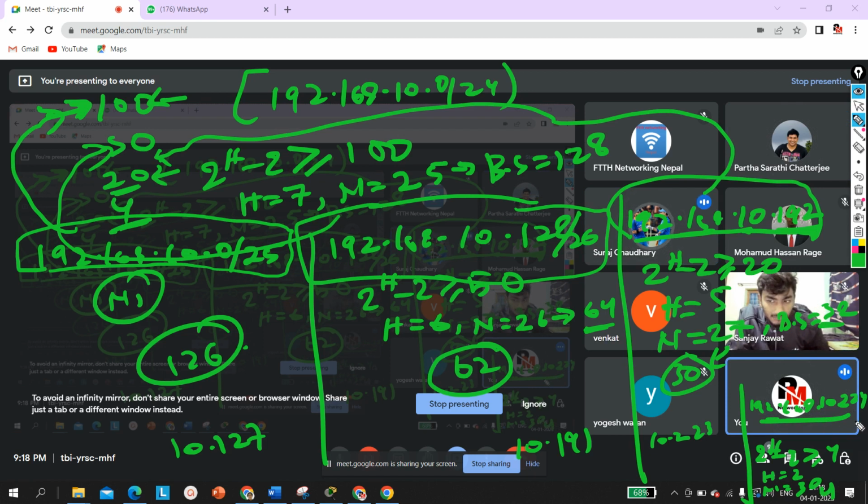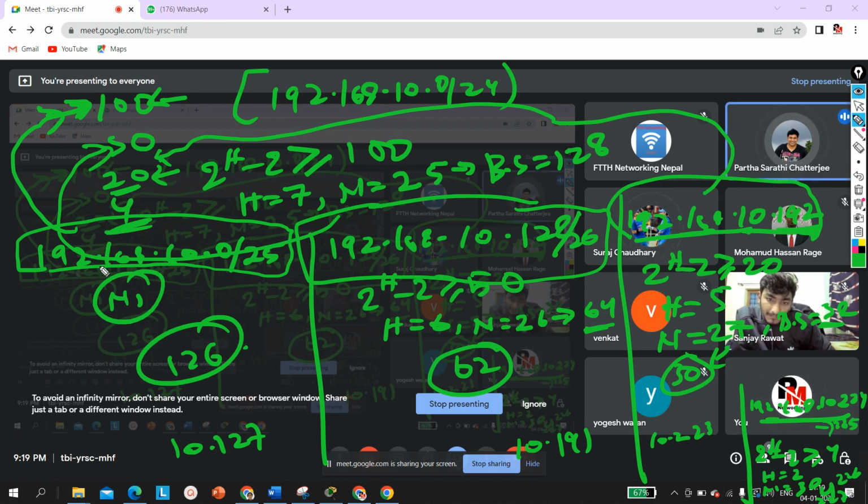Then the last IP address will be 227. So the network starts from 224 and ends on 227. The last valid IP address will be 226, from 225. So 225 and 226 only, there are only two valid IP addresses. Not possible. We need 4 IP addresses.